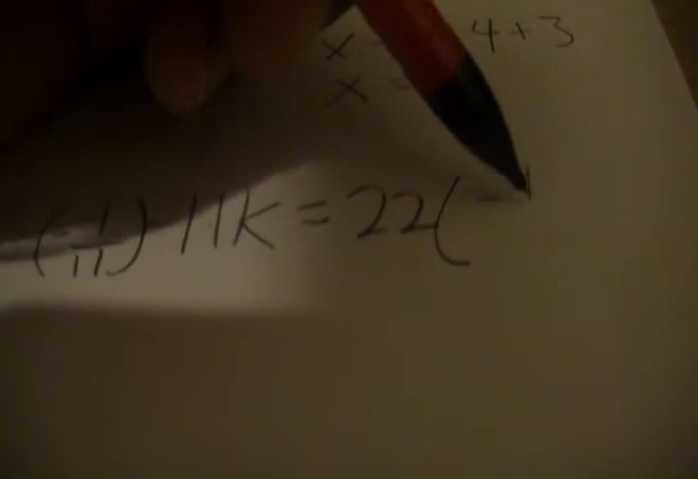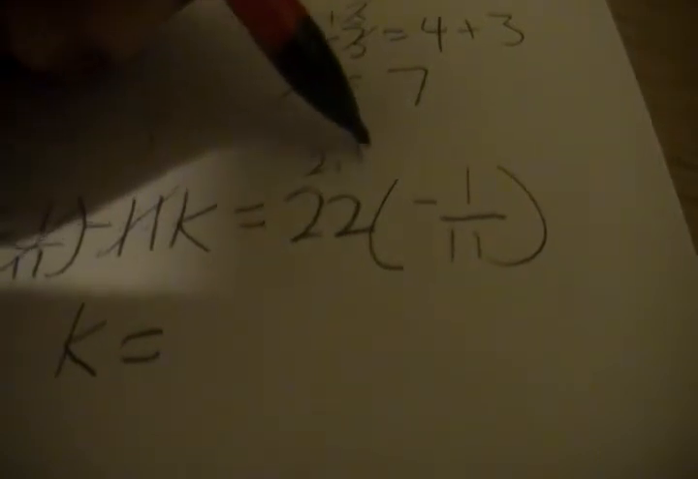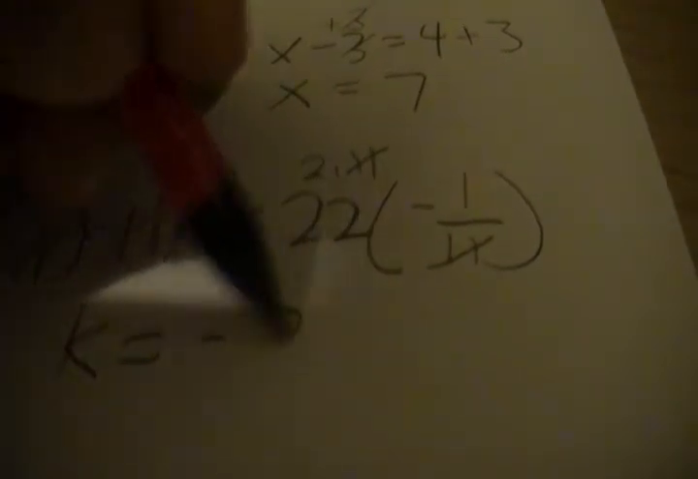Whatever we multiply on the left side, we have to do to the right side. So it's going to be negative 1 over 11. These coefficients cancel. So k is equal to 22 times negative 1 over 11. Now, we have to see if these can factor out. The factors of 22 are 2 and 11. So sure enough, they do cancel out, 11 and 11. So the final answer is 2 times negative 1, which is negative 2.